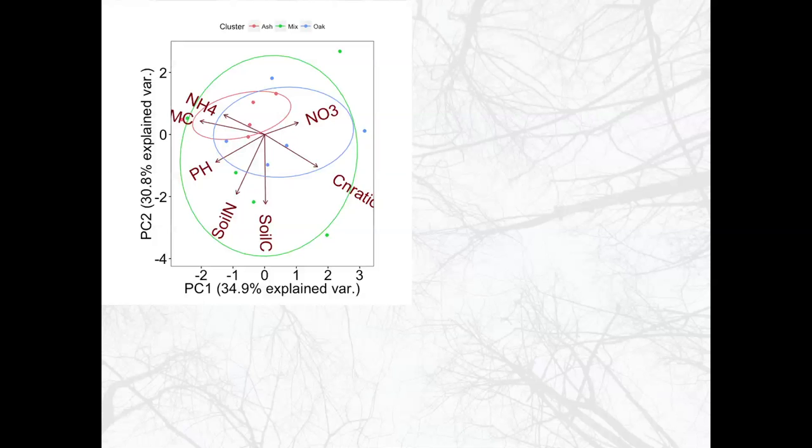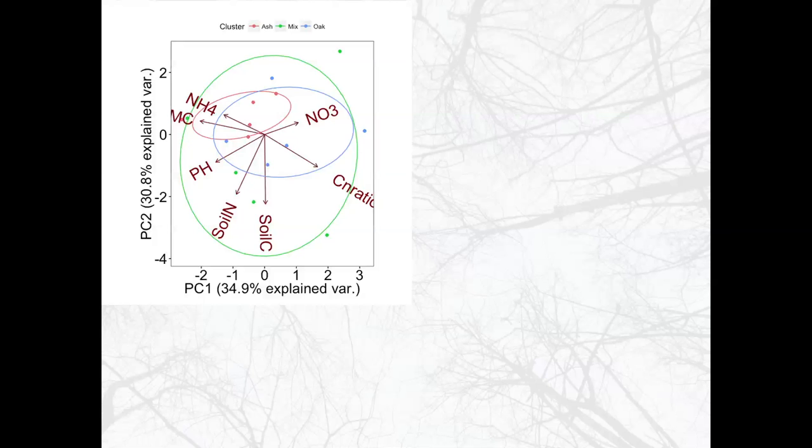And the most interesting thing, I think, is to see how the mixed treatment sort of covers it all, because there is a lot of variation with it. And this is something that I find really important to consider before establishing field experiments, because as we know, tree species is one very important regulator of soil properties.